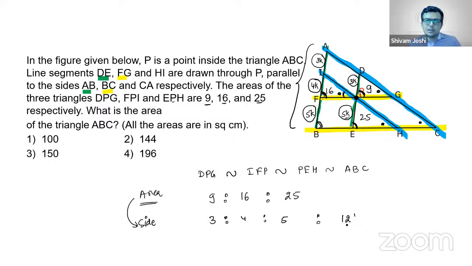So now I can say that this has a ratio of side as 3, 4, 5, 12. Correct. If the ratio of side is 3, 4, 5, 12, then the ratio of area will be 3 square 9, 4 square 16, 5 square 25, and 12 square 144. And these are the actual numbers. So this will also be an actual number. It's basically one multiple, you can say, right? So answer is 144.